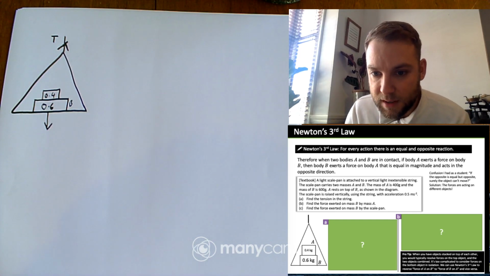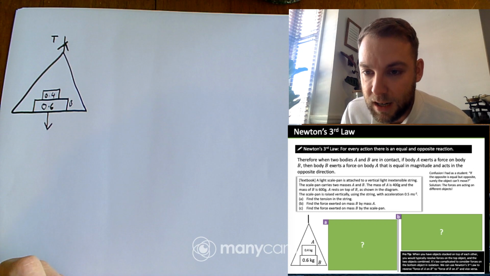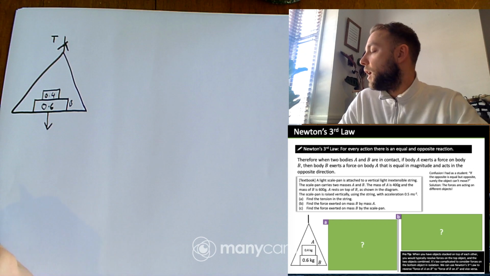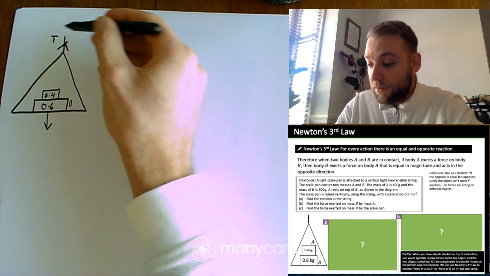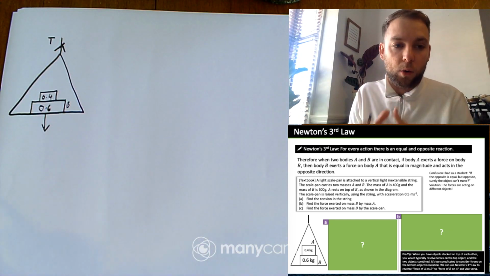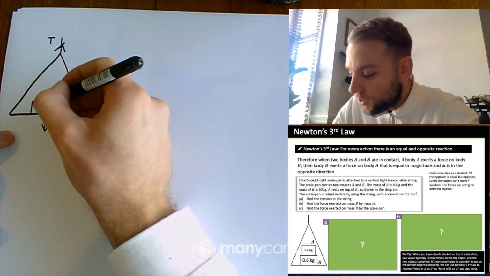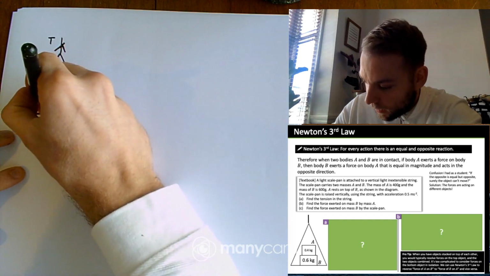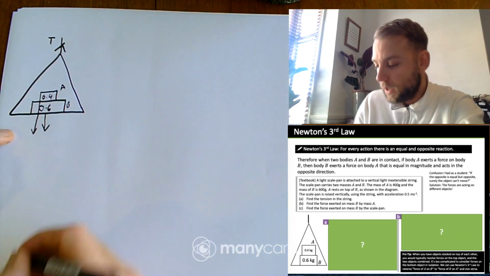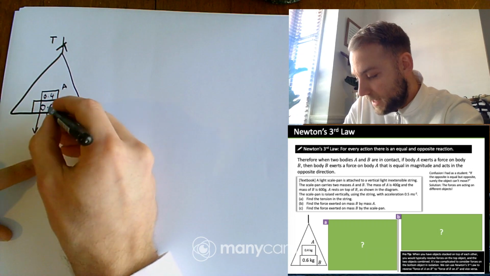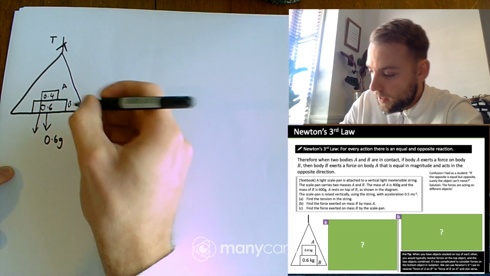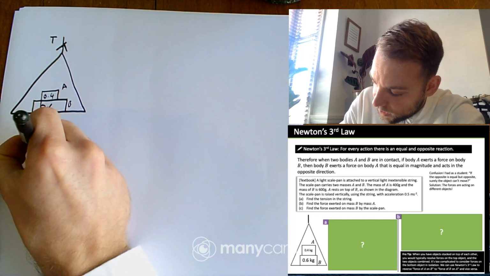So the first part says, find the tension in the string. What we're doing here is finding the tension in the string by considering all of these together, considering this as one whole particle. There are two things acting down on this. I'm going to do them like this. Notice that's coming from A. The first one is going to be equal to this 0.6 g. The next one is going to be this 0.4 g acting down as well.